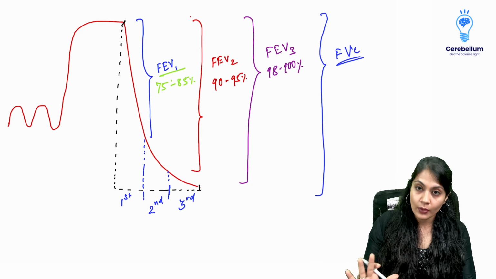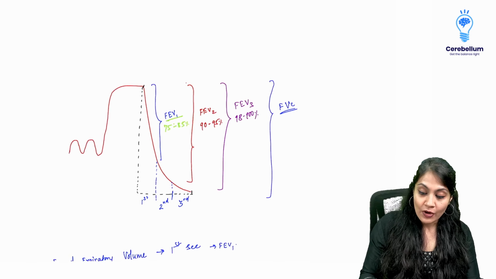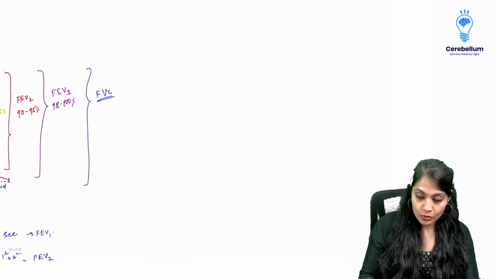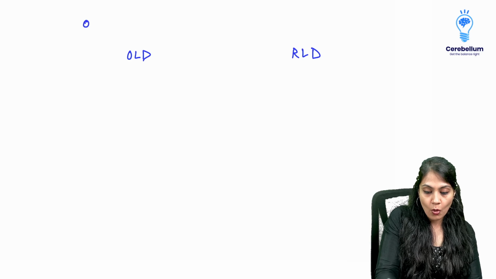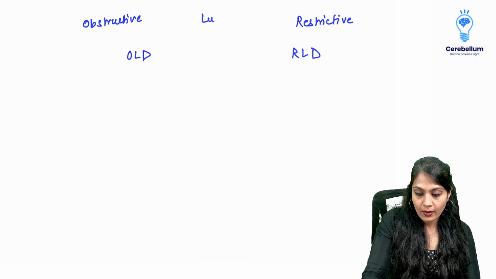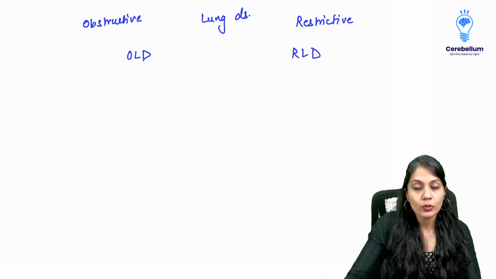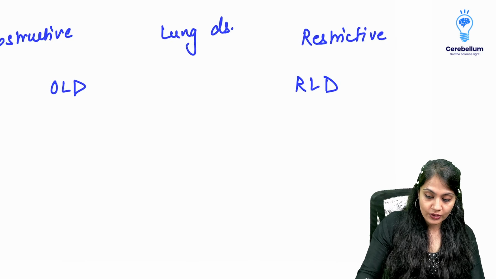Now understand why these dynamic volumes and capacities are important. For that, you need to know the concept of OLD and RLD. What is OLD? Obstructive lung disease, right? And this is restrictive lung disease. So if I talk about lung diseases, there are two types: obstructive lung disease and restrictive lung disease.